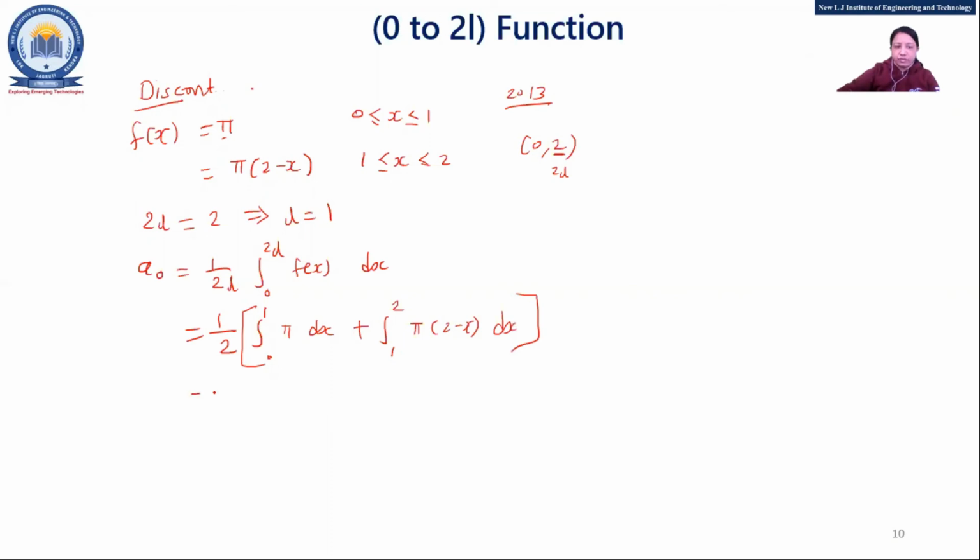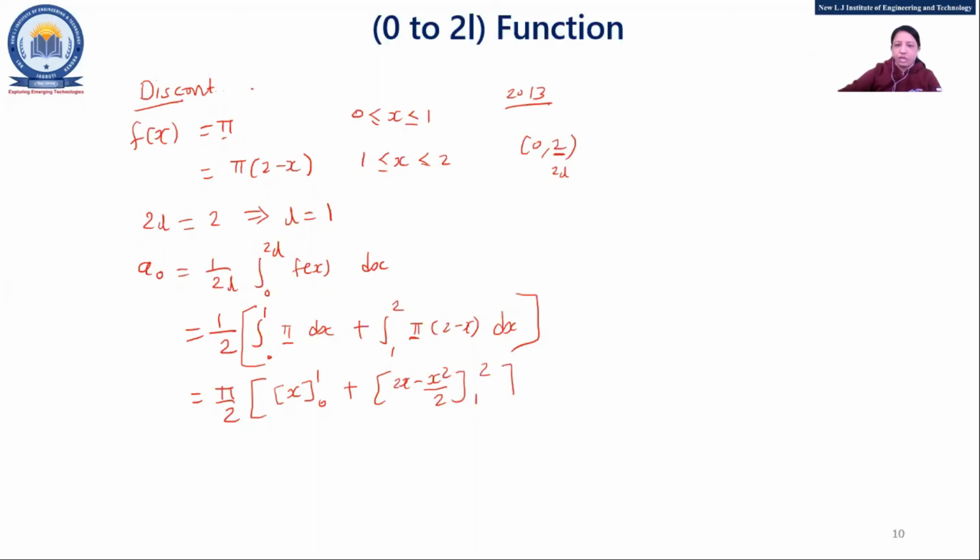And this is 1 by 2 again. Pi is a constant, so I'll take pi out from both. So I'll write pi by 2. This is the integration of 1, that is x, with limit 0 to 1, plus the integration of 2 minus x, that is 2x minus x square by 2. Same as the previous one, where x minus x square by 2 would be there, with limit 1 to 2.